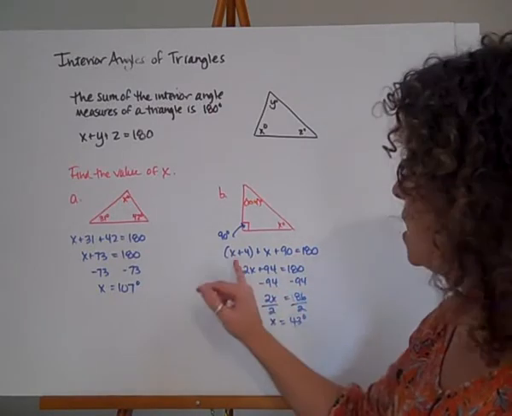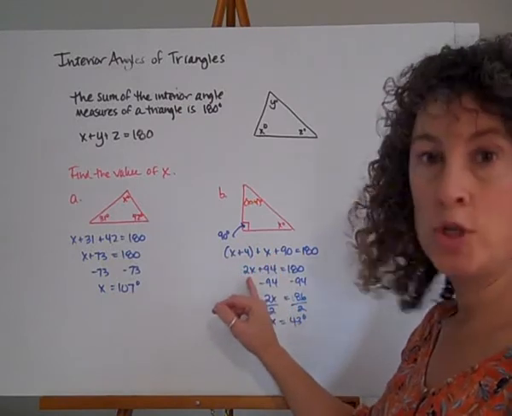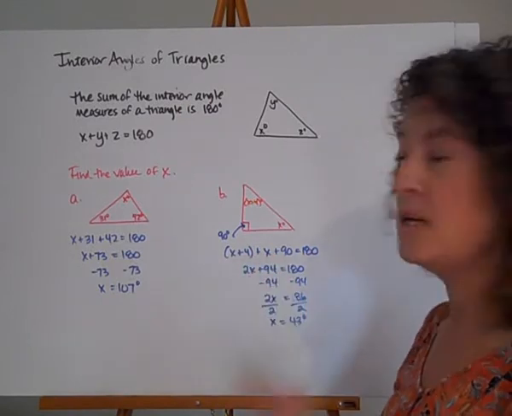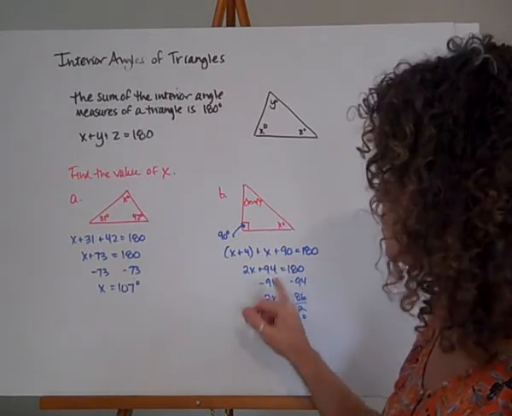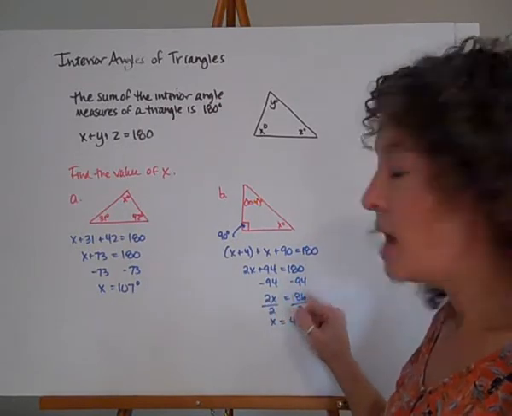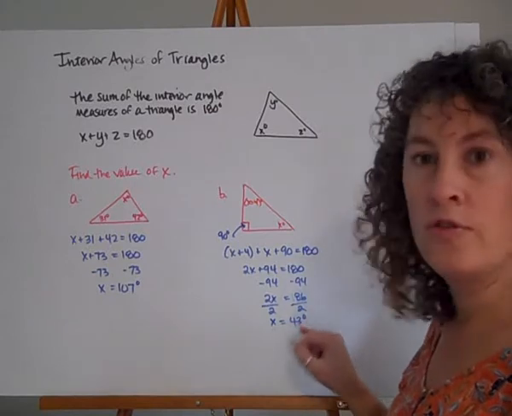and move on to combining like terms. So the x plus the x gives me 2x, and the 4 plus the 90 gives me 94. Next, we subtract 94 from each side. I end up with 2x equals 86. And then I'm going to divide by 2, and I get x equals 43.